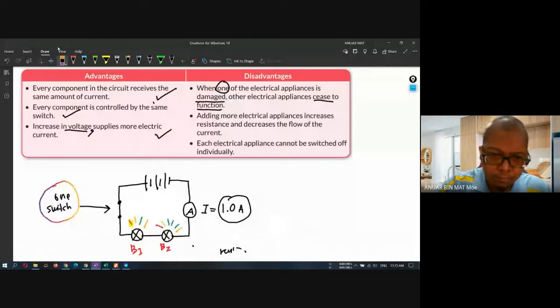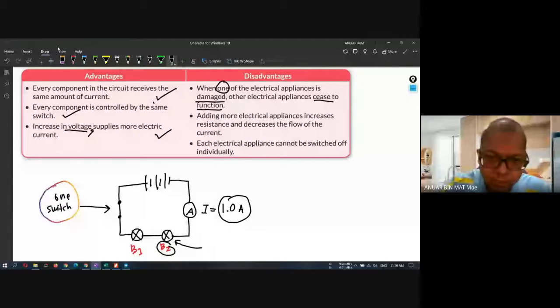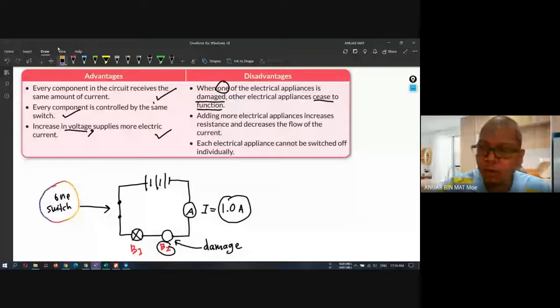I just erase this for a moment. For example, there is a problem with bulb number 2. Bulb number 2 is damaged. Maybe the filament inside the bulb is broken. Bulb number 2 is damaged.